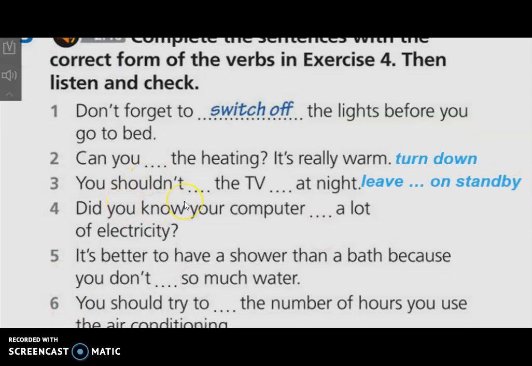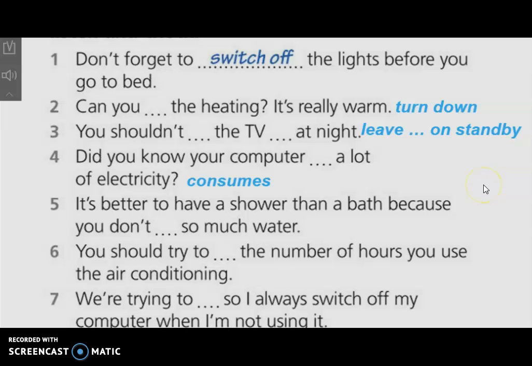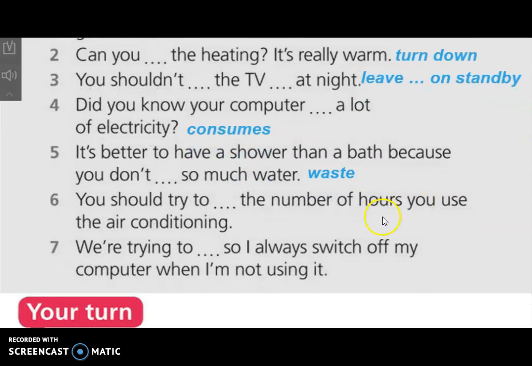Number 4, did you know your computer consumes a lot of electricity? Number 5, it's better to have a shower than a bath because you don't waste so much water. Number 6, you should try to reduce the number of hours you use the air conditioning. Number 7, the last one, we're trying to save energy, so I always switch off my computer when I'm not using it.